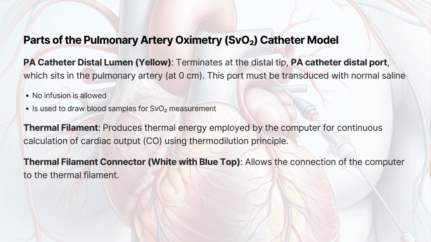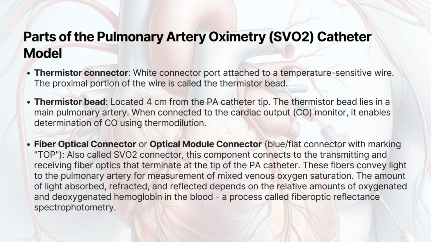The thermal filament produces thermal energy employed by the computer for continuous calculation of cardiac output, CO, using thermodilution principle. The thermal filament connector, white with blue top, allows the connection of the computer to the thermal filament. The thermistor connector is a white connector port attached to a temperature-sensitive wire. The proximal portion of the wire is called thermistor bead. The thermistor bead is located 4 centimeters from the PA catheter tip. It lies in a main pulmonary artery. Connecting the thermistor port to the cardiac output, CO monitor, allows determination of a CO using thermodilution.